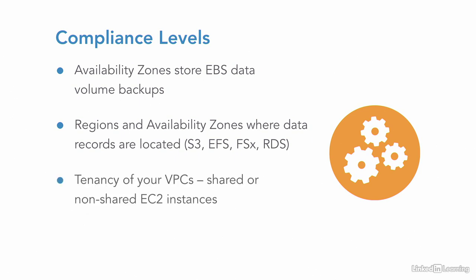You also might have issues with sharing in the cloud, but it's pretty hard to run in the cloud without having some sharing. But perhaps your compliance levels say, I can't share my compute. So what I can do within my network locations at AWS, that's the VPC, the Virtual Private Cloud, I can change or control the tenancy of the compute resources that are stored on my networks. I can say either shared or non-shared EC2 instances.